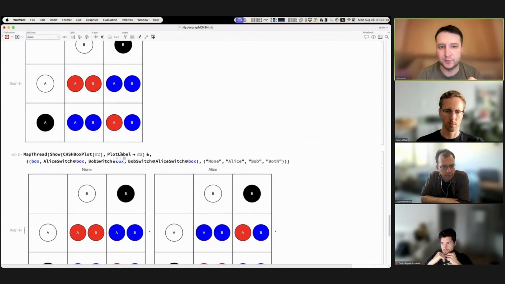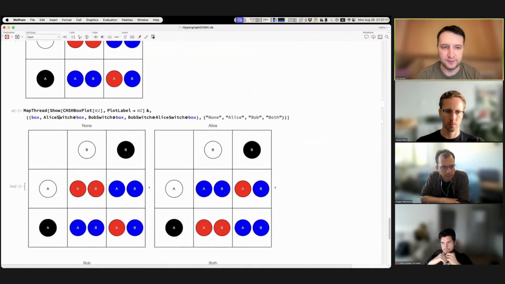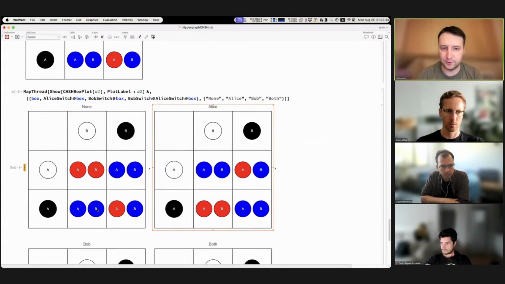But they can manipulate the box in the following manner. For example, if the inputs are black for Alice and Bob, they just swap the corresponding rows or columns of that box. So for example, if Alice gets the black coin, the black input, Alice swaps the rows. So the first row and the second row get swapped if Alice gets the black input, right?